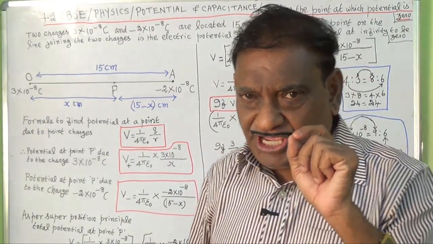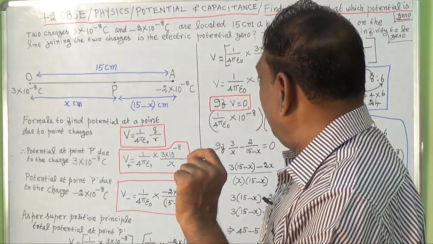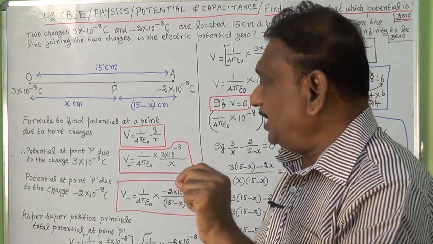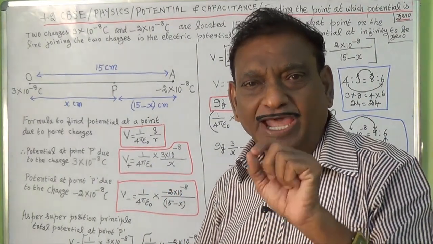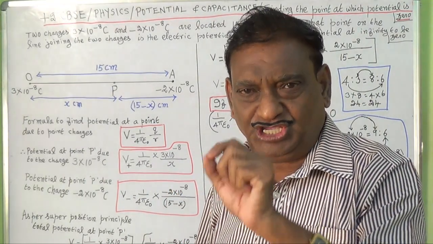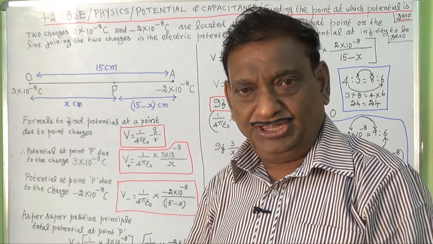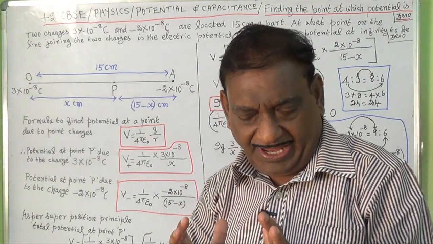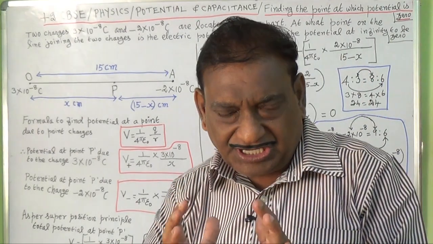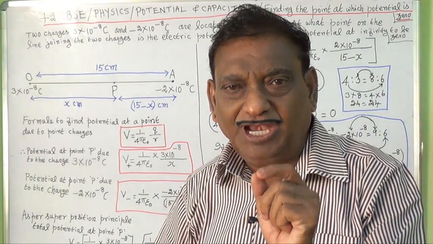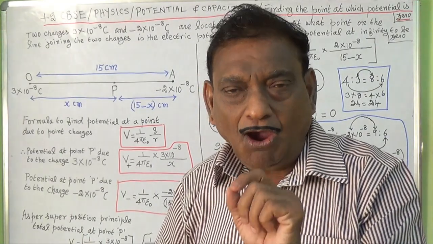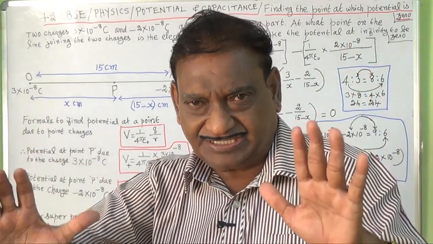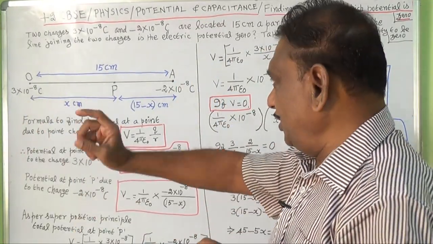This video is taken in the chapter Potential and Capacitance in the subject Physics to the plus 2 CBSE students. In this video, we are going to find at what point the potential will be zero on the line joining the two charges. Let us see the question.